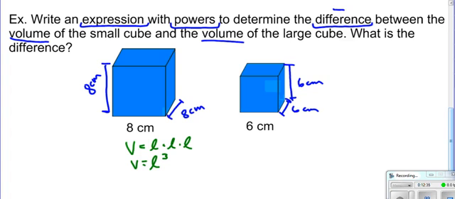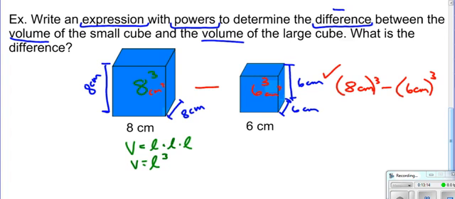So in our large cube, we have a volume of 8 to the power of 3. And in the small cube, we have a volume of 6 to the power of 3. And then we would have to make sure we have our centimeters in there, right? And our centimeters would also be cubed. And so we want an expression with powers that shows the difference between them. So 8 centimeters cubed, take away 6 centimeters, all cubed. Okay, so this is our expression, so that's the first thing done.